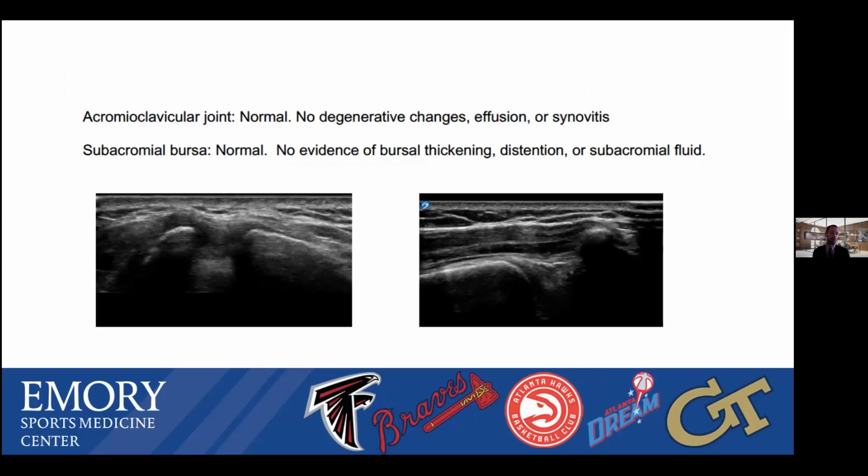So our AC joint was normal. There were no degenerative changes, fusion or synovitis. Subacromial bursa was normal, no evidence of bursal thickening, distension, or subacromial fluid.